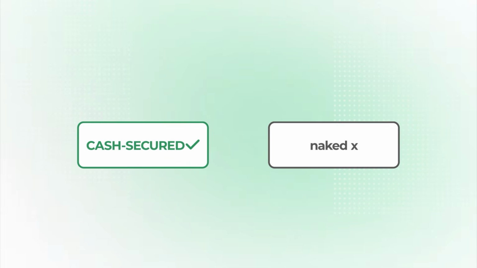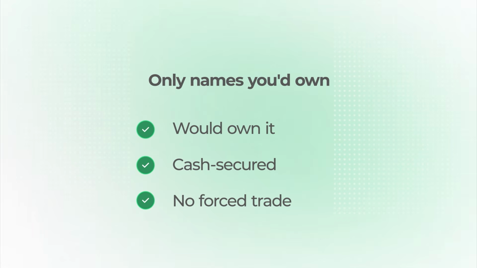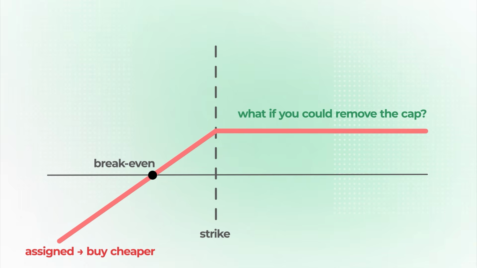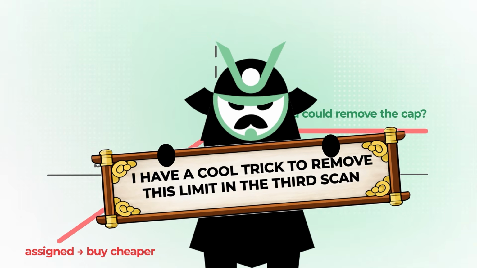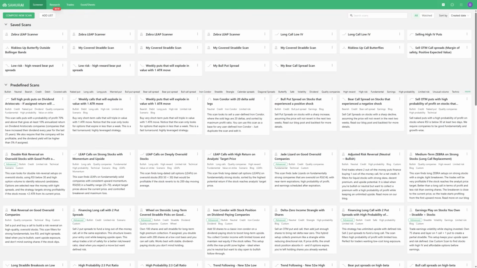I have one rule you may want to add to your trading toolkit. I'd suggest you sell a cash-secured put rather than a naked one, and do it only on stocks you are actually okay owning in your portfolio. Oh, and if you're not too happy about the fact that this strategy caps your profits, I have a cool trick to remove this limit in the 3rd scan. I'll show you. Okay, let's actually see how our scan works.